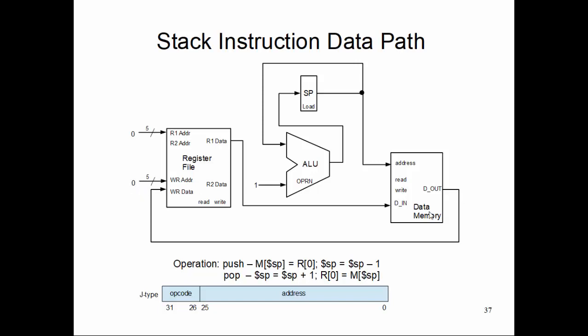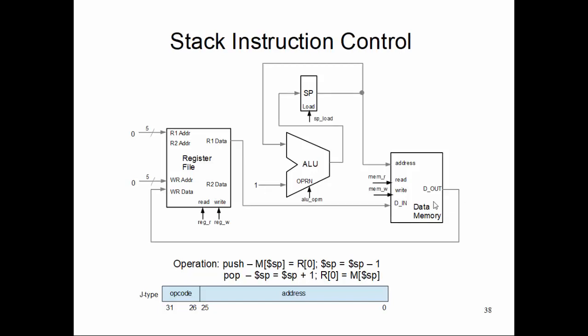So for this data path, and control, of course, stack pointer load, register files, register read and write, for the data memory read and write, and ALU operation. For push it will be a subtraction, for pop it will be an addition. So this is your stack instruction control path.